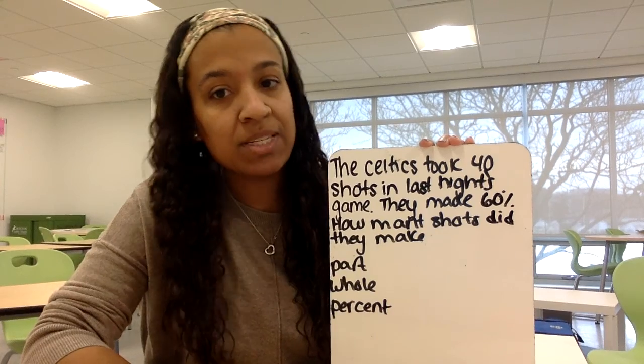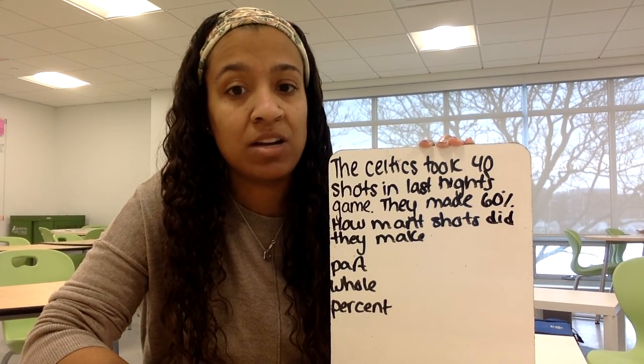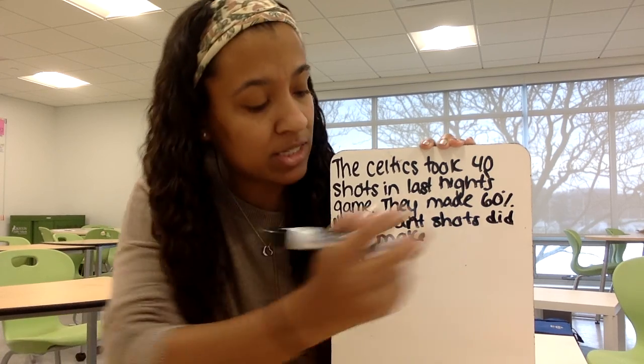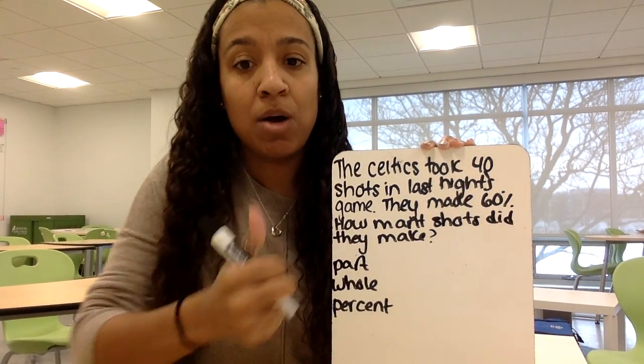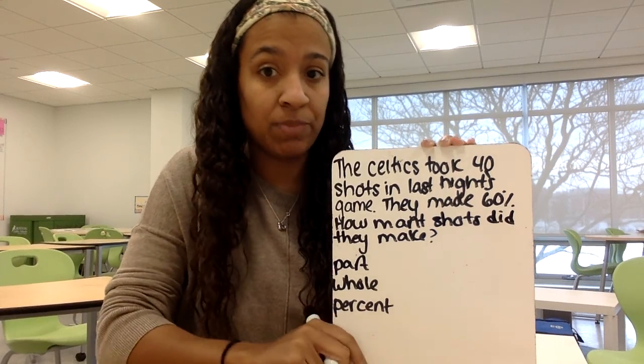Our next problem. The Celtics took 40 shots in last night's game. They made 60% of the shots. How many shots did they make? Part, whole, percent. I've got to figure out which I know, which ones I'm solving for.